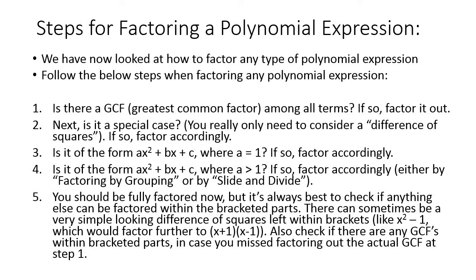Also check if there are any GCFs within bracketed parts in case you missed factoring out the actual greatest common factor at step 1. You could have factored out a common factor, but if you didn't do the greatest common factor, that would carry through to your final row of what you think is your answer. So it's always good to double check. Is there still a factor in there that you can factor out?